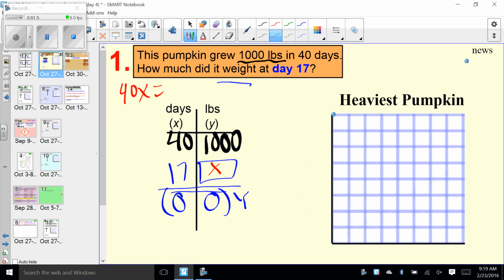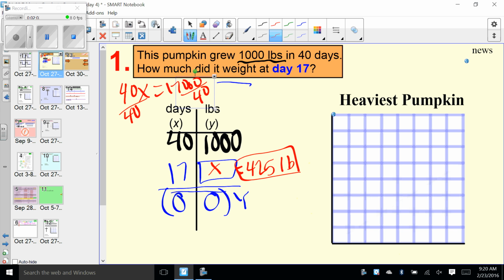Of course, you can just do that in your head. 1,000 times 17 is 17,000. Then we divide by 40. So we have 17,000 divided by 40, and we end up getting 425. So that pumpkin weighs 425 pounds on day 17. Using the idea of cross products, we are only able to use cross products if it starts at 0, 0, and it is proportionate. So we're talking about this pumpkin's weight as it grows.